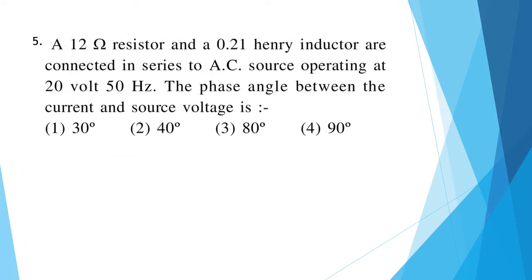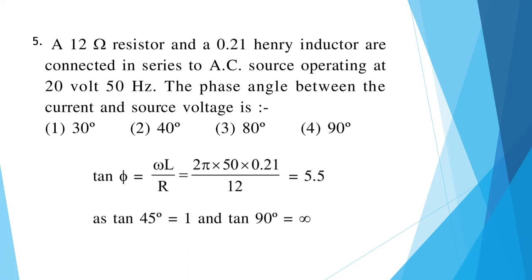Question 5. A 12 ohm resistor and a 0.21 Henry inductor are connected in series to an AC source operating at 20 volt and 50 Hz. The phase angle between the current and source voltage is? So we can find tan theta, and from that we can find the angle. tan theta will be equal to omega L by R. Omega is 2 pi into frequency, so 2 pi into 50 into L, that is 0.21, divided by the resistance, that is 12. So we get tan theta equal to 5.5.